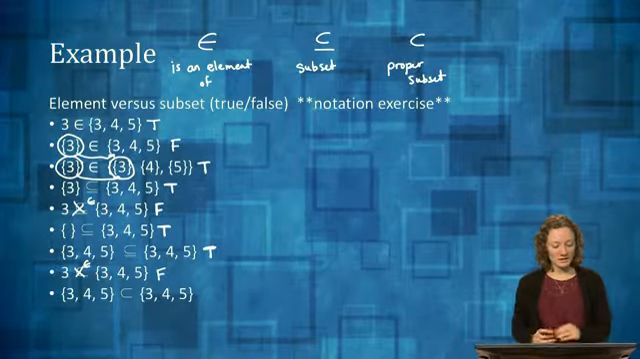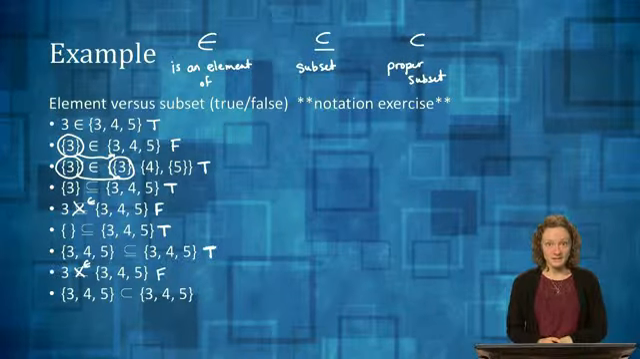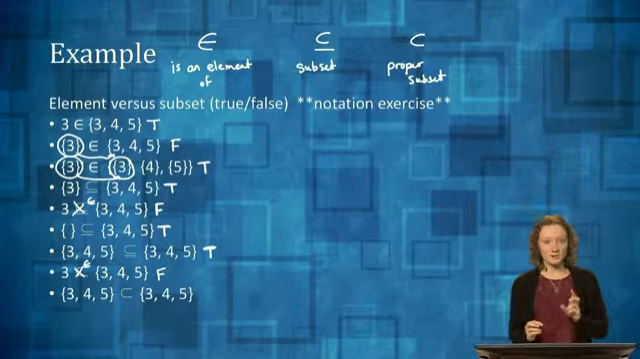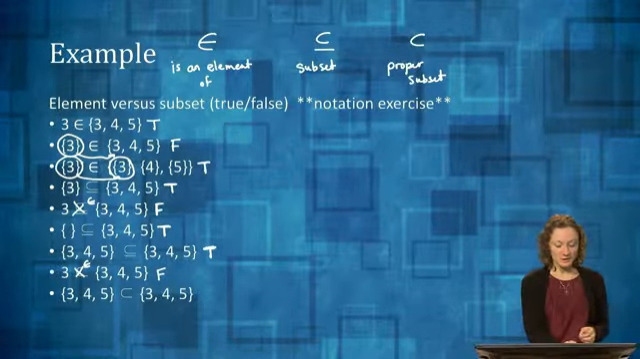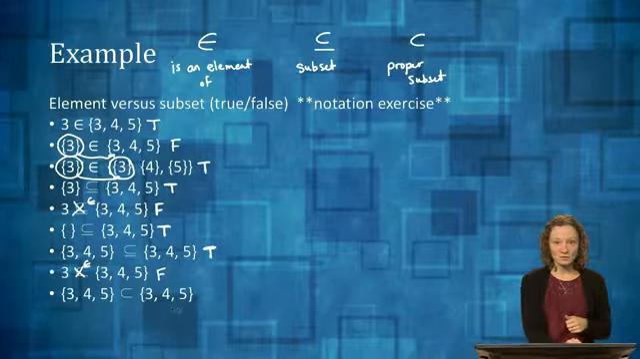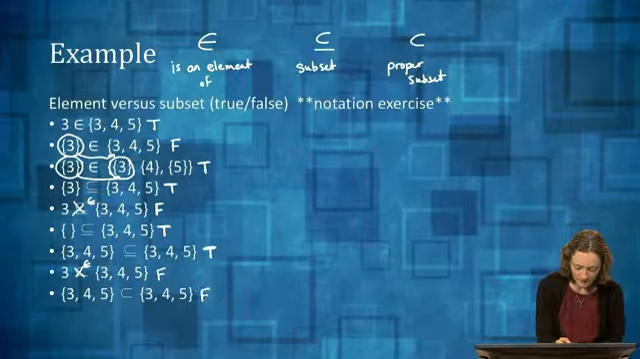And then the last one here, the set containing 3, 4, 5 is a proper subset of the set containing 3, 4, 5. So 2 criteria. First, are all elements of the first set also elements of the second set? They are. And the second criteria is that they're not equal to each other. These are equal to each other, so this is false.